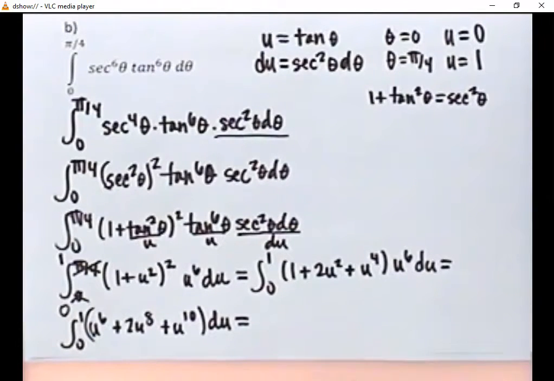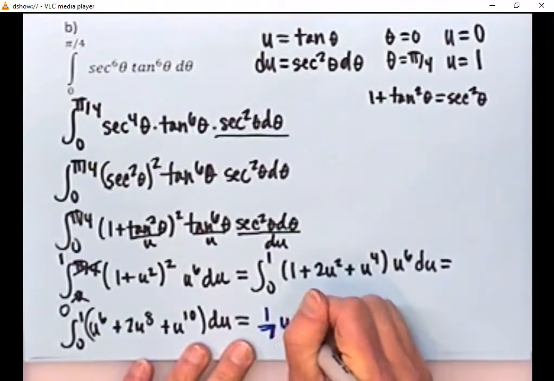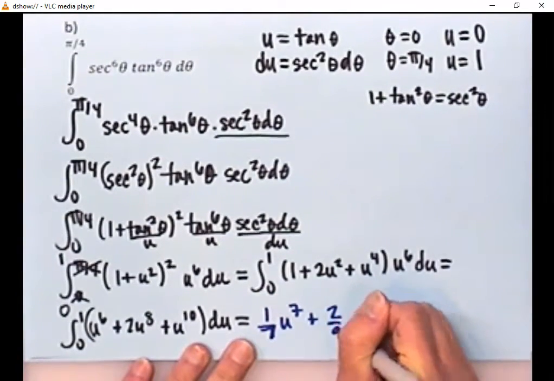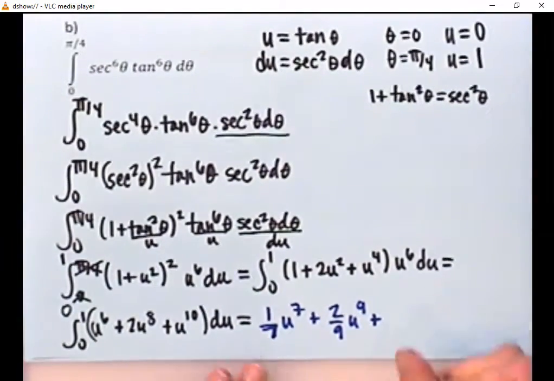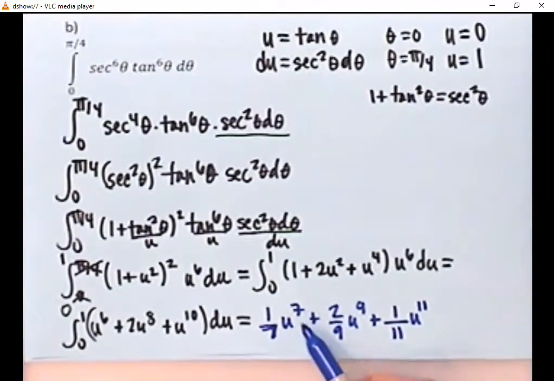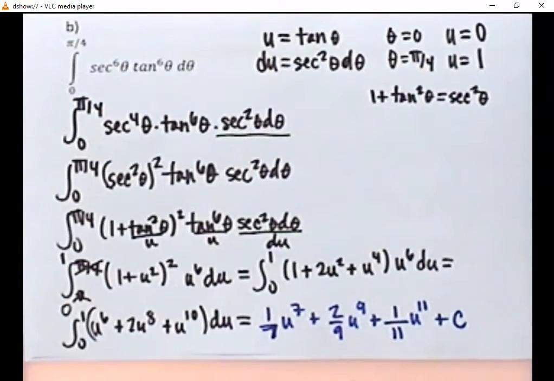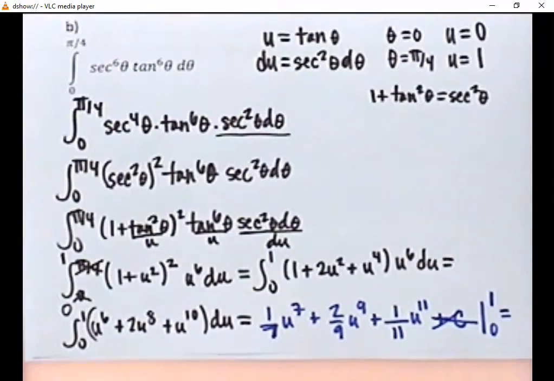I don't know if I got to the back yesterday, so let me start back there. David, what would you get if you integrated that? Exactly. No plus c because there's limits, so there we have our integration. So it's 1/7 u to the 7th, 2/9 u to the 9th, 1/11 u to the 11th. We just said there are limits, 0 to 1. I always want to try plus c myself.